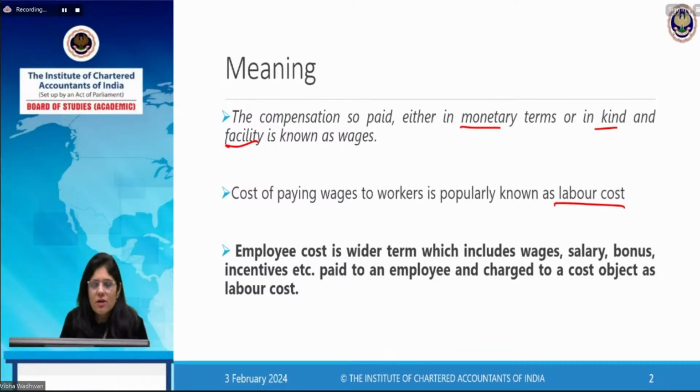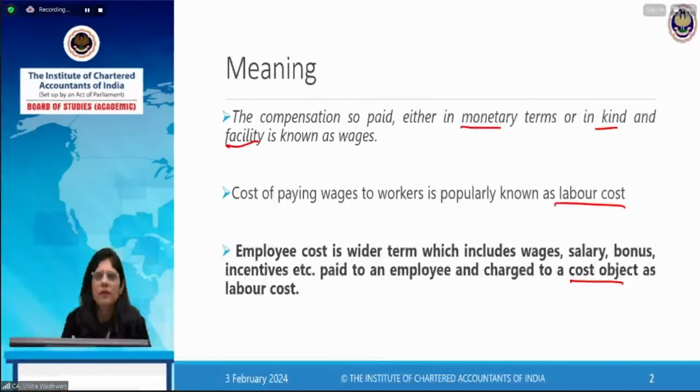So employee cost is a wider term, which includes wages, salary, bonus, incentives paid to an employee and charged to a cost object as labor cost. Cost object, again, we have discussed, it could be any product, it could be any department. For whatever you have to calculate the cost, that is a cost object. All right. So you have to calculate the cost of a product. So product is a cost object that again we have discussed in the introduction part.